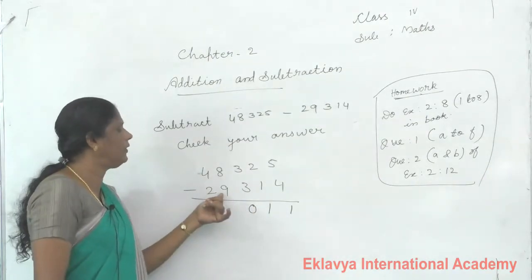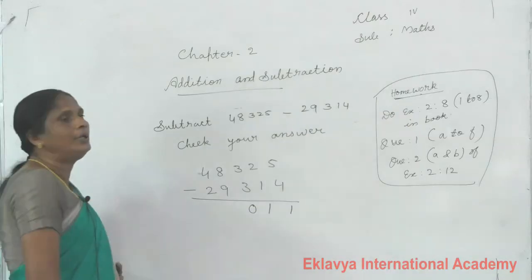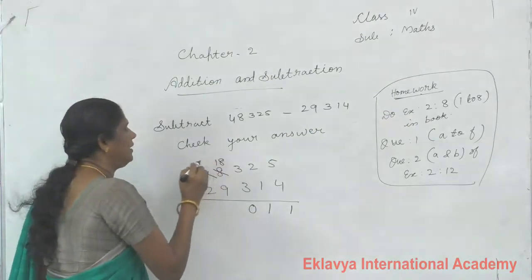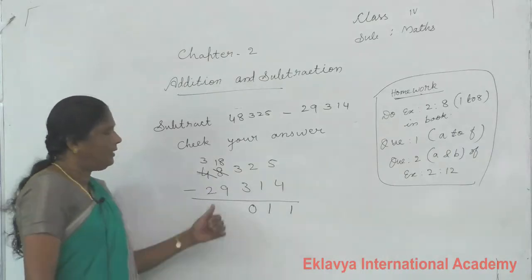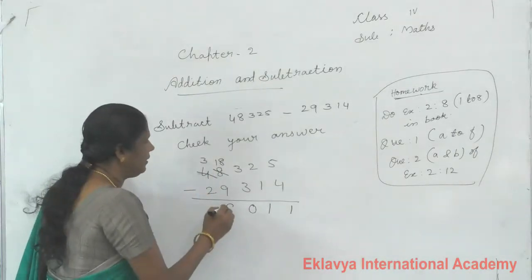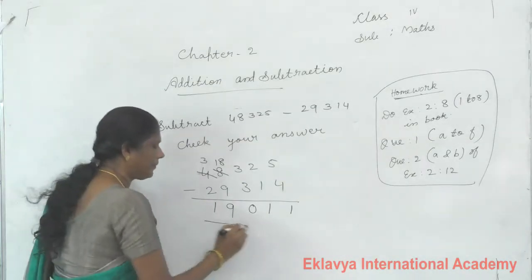Then 9 take away from 8. This is not possible. You take a borrow. Yes, here 18, here 3. Now 9 take away from 18, you get a 9. 2 take away from 3, 1.